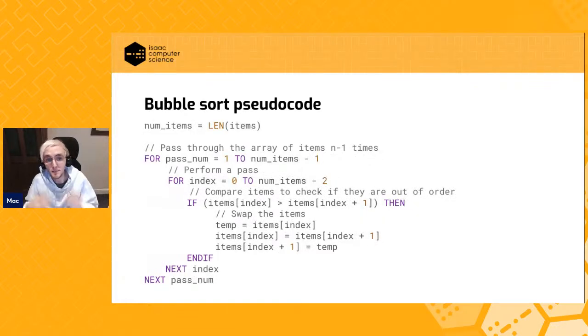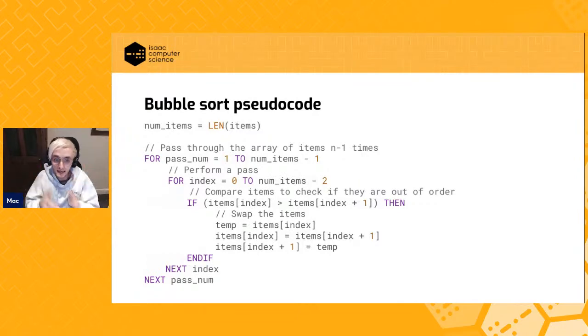So here is the bubble sort pseudocode. All of this pseudocode is taken directly from the Isaac site, so please go check it out if you want to review it in your own time. All of these are taken word for word from the site, so I haven't made any changes, so you can get at this whenever you need it.